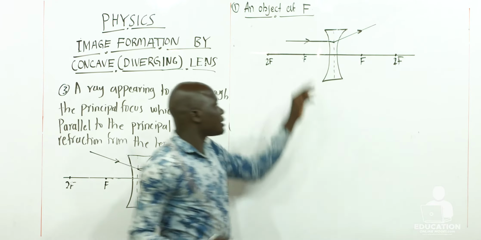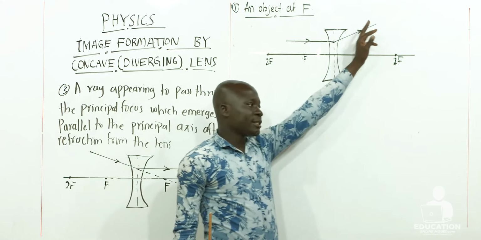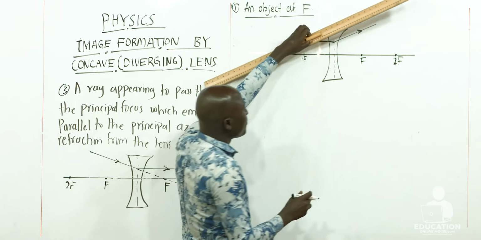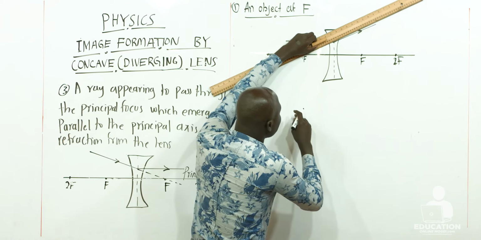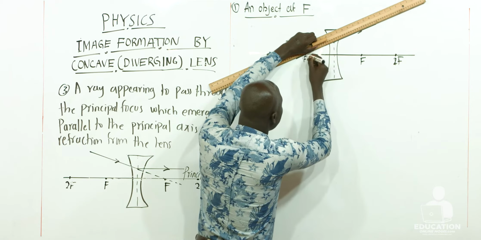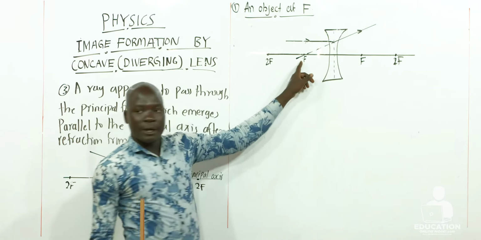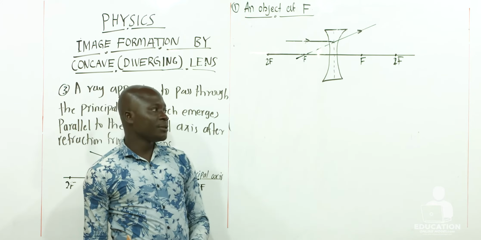So when a ray which is parallel touches the lens, it is going to be refracted in that direction. But it will appear like the ray is coming from a certain point, which is called the principal focus of the lens. So this ray will appear like it's coming from a certain point on the principal focus. So this is the first ray that we shall use.